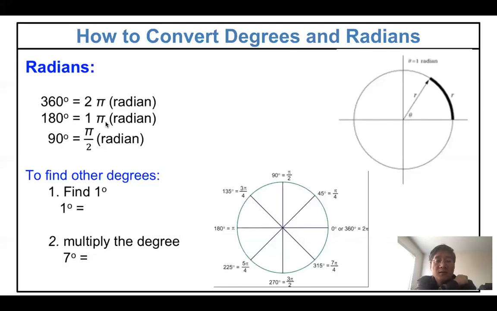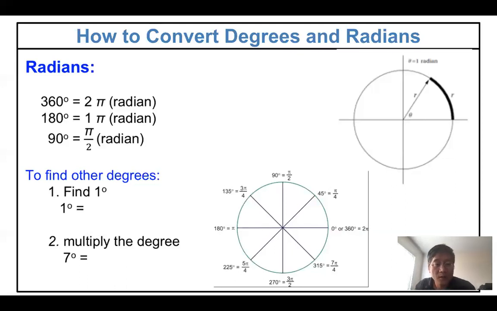The 90 degree is pi over 2 radian, 45 degrees, another half, is pi over 4, right? And 30 degrees, 60 degrees, you can get from 180 degrees. They are not difficult to get.